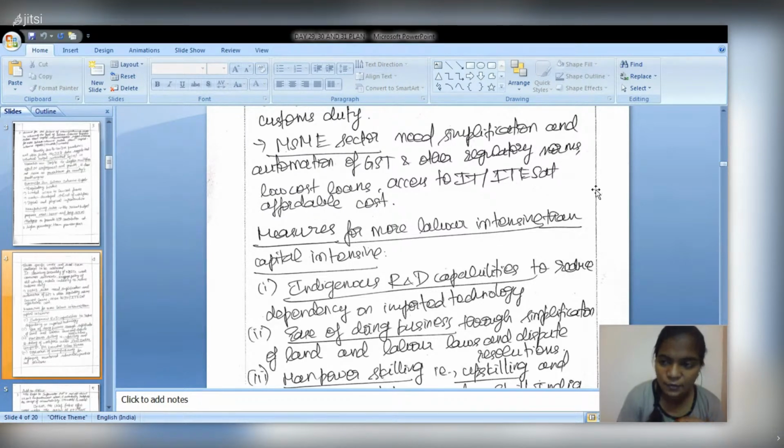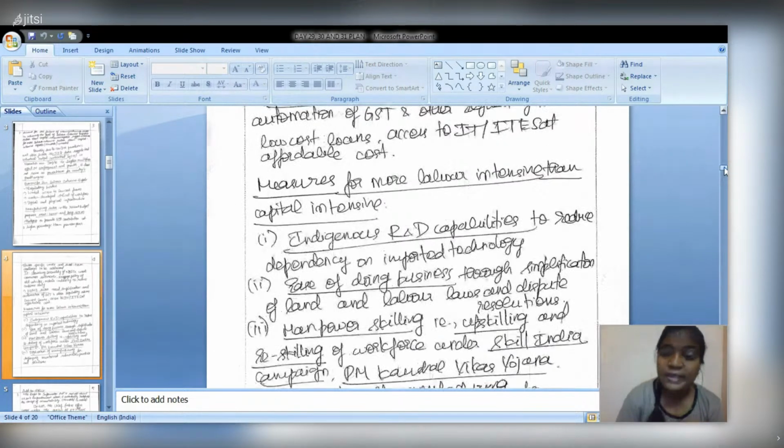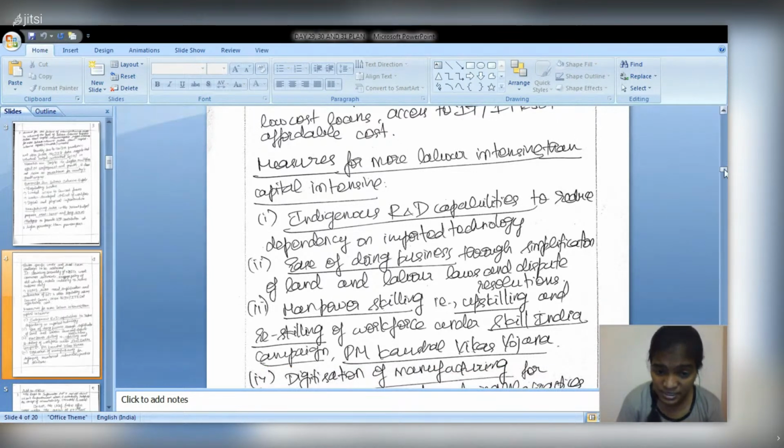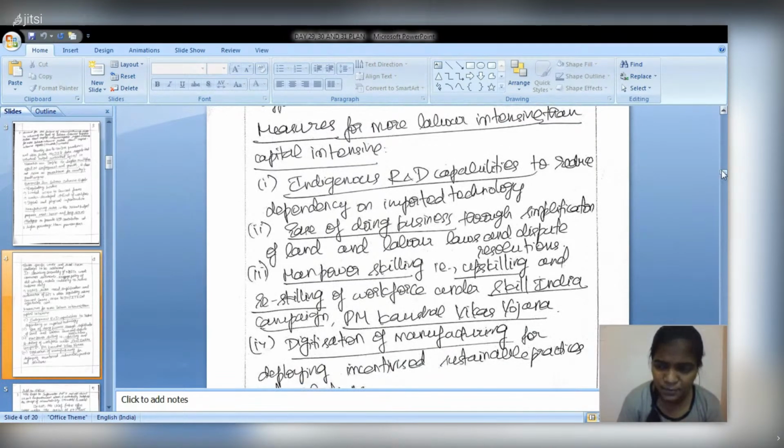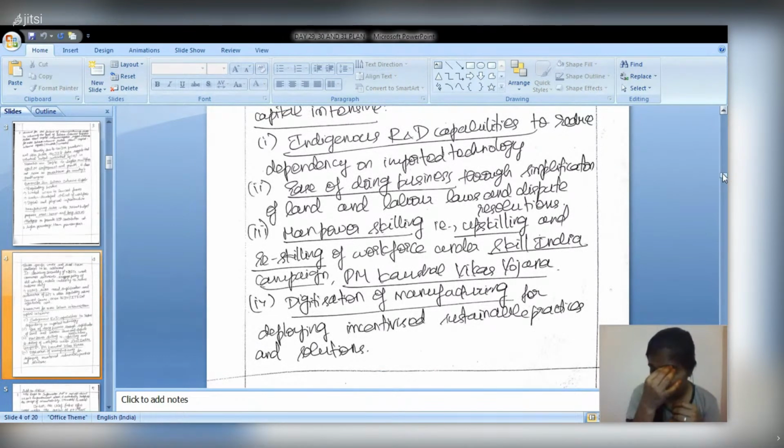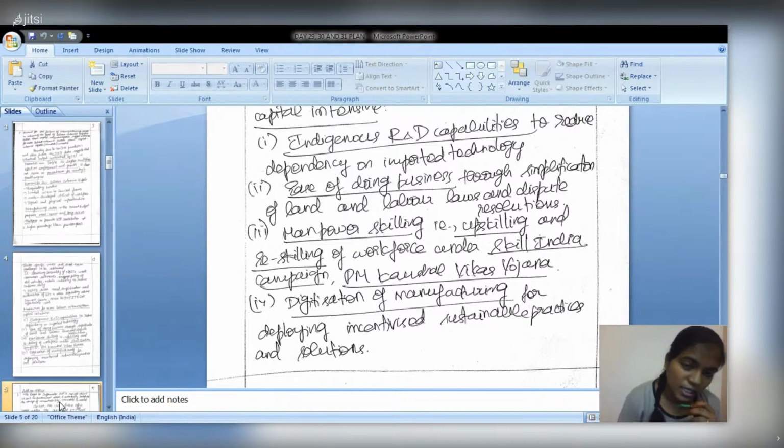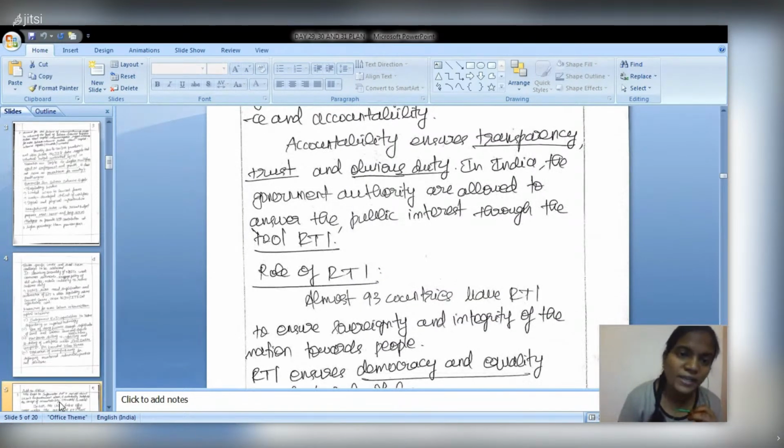And what are the measures we have to give for more labor intensive than capital intensive? Indigenous research and development capability should be introduced in our country, because we have to reduce our dependency on the imported technology and on other developed economies like US. Okay, and ease of doing business should be enhanced, as we have already told, through simplification and automation of reforms like GST. And also manpower skilling should be done through Pradhan Mantri Kaushal Vikas Yojana and Skill India campaign. Okay, and digitalization of the manufacturing sector should happen through incentivized sustainable practices and solutions. And also now we are giving more importance to the production linked incentive schemes, in order to promote our manufacturing sector after the COVID-19 impact in our country.